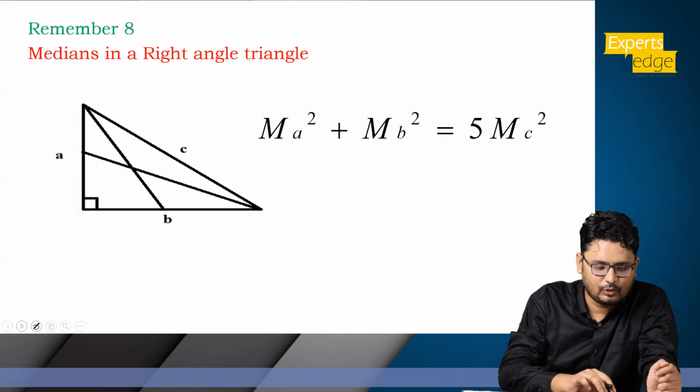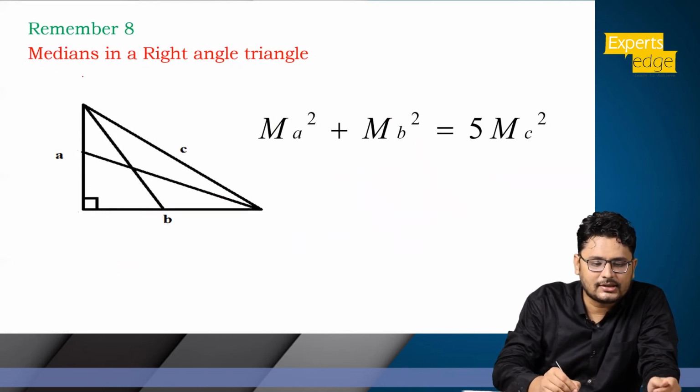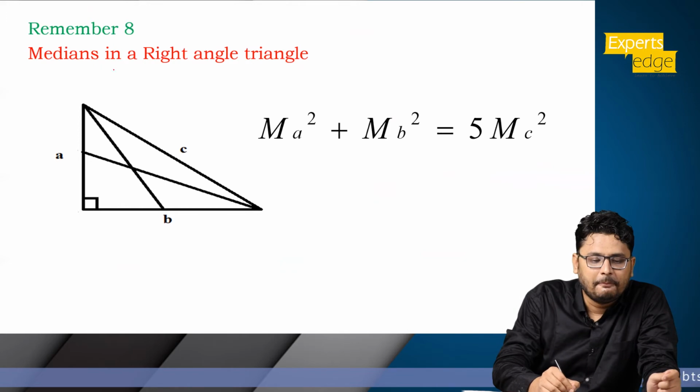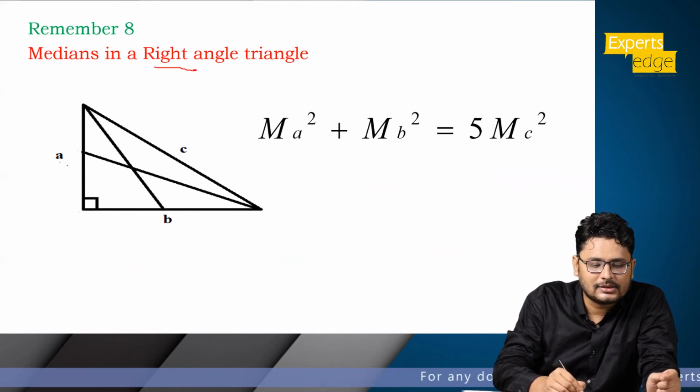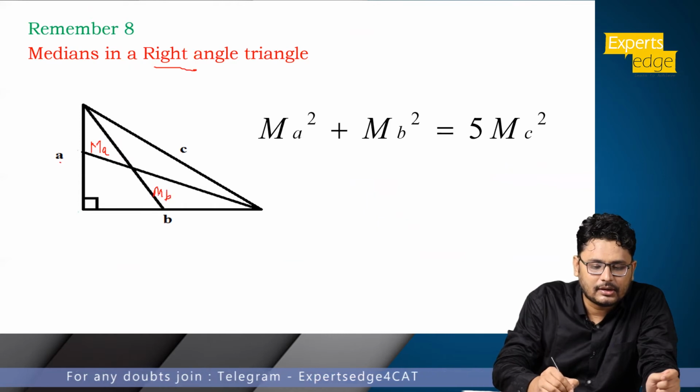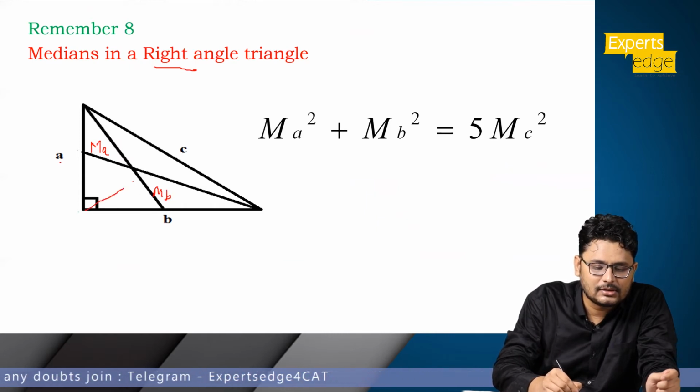There are 2 more properties, then we'll go. What is the next? Remember it. Medians in a right angle triangle. If it's a right angle triangle and this is side A and this is side B, then the median dropped on A will be MA, the median dropped on B will be MB, right? And let's say one median from this vertex is MC.